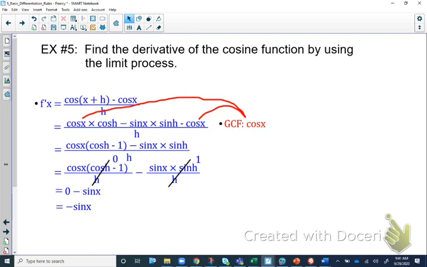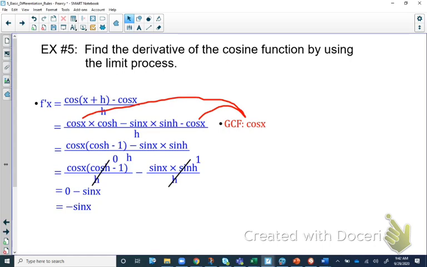So were you able to get there? I hope so. We start off with the limit definition like what we did on the last example. So I have cosine of x plus h minus cosine of x, over h. Using the angle sum identity, we can rewrite the cosine of x plus h as cosine of x times cosine of h minus sine of x times sine of h. And very similarly, we're going to recognize that cosine of x is a common factor in the numerator. So I'm going to factor that out, giving me cosine of x times cosine of h minus 1, minus sine of x times sine of h.